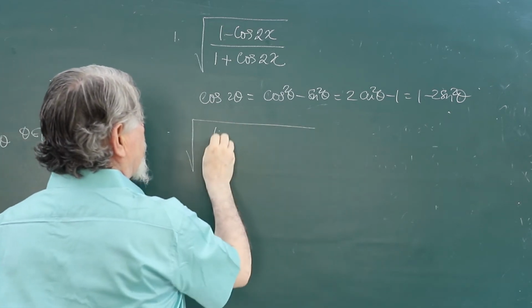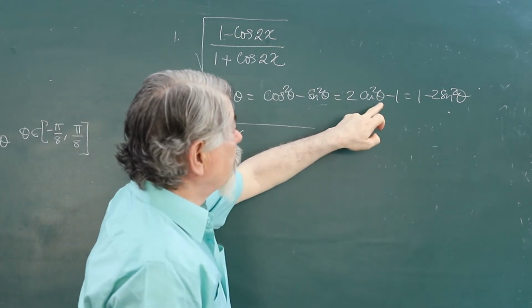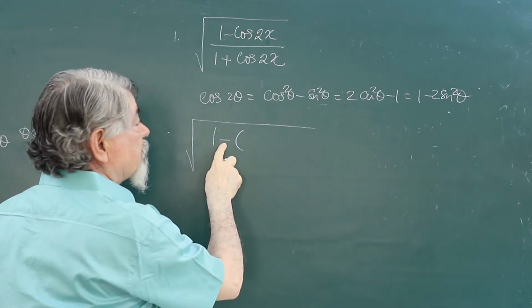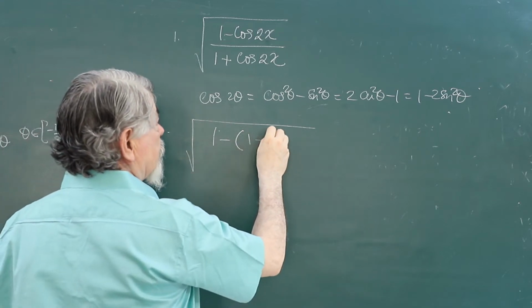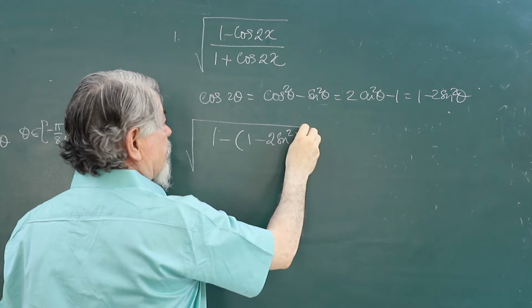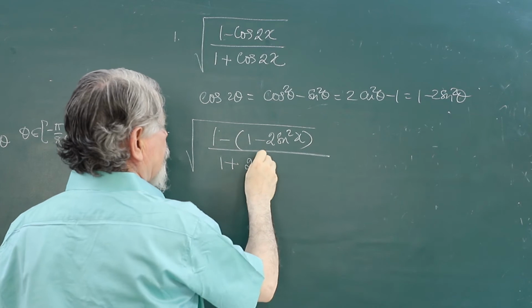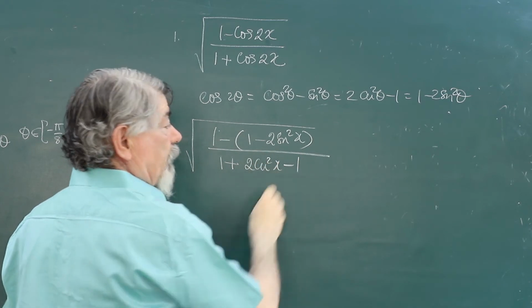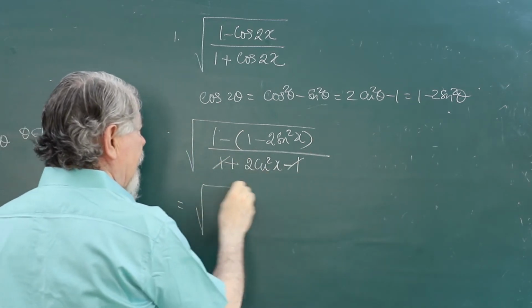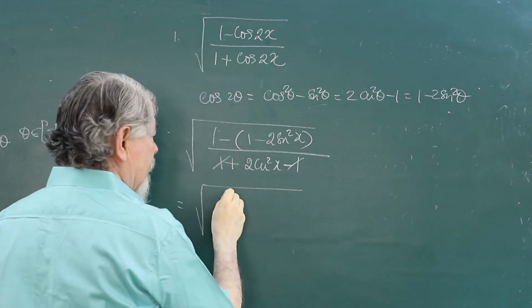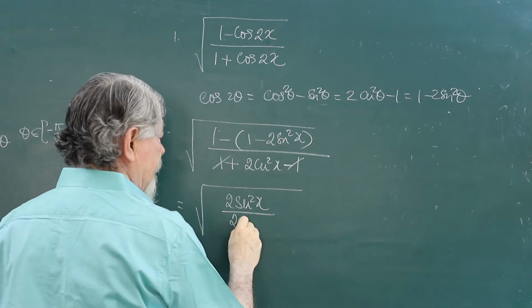So, 1 minus cos 2x. What should I use? If I use 2 cos square theta minus 1, the minus will become plus and there will be no cancellation. So I use 1 minus 2 sin square x upon 1 plus, and for the denominator I use the formula 2 cos square x minus 1. The purpose is that the 1 and 1 will cancel. In the numerator I'll have 1 and 1 cancelling, and I'll get 2 sin square x upon 2 cos square x.